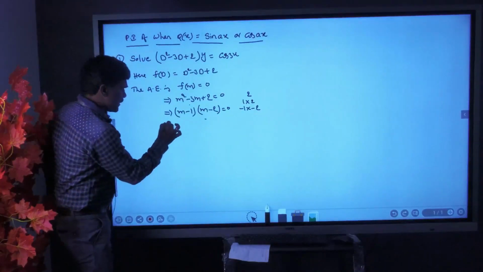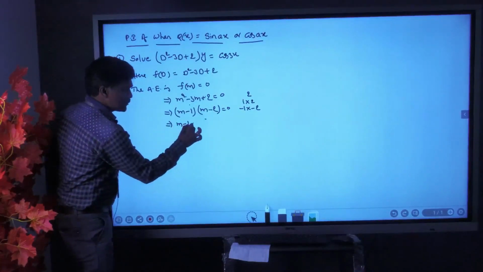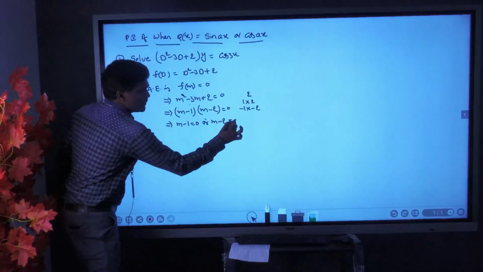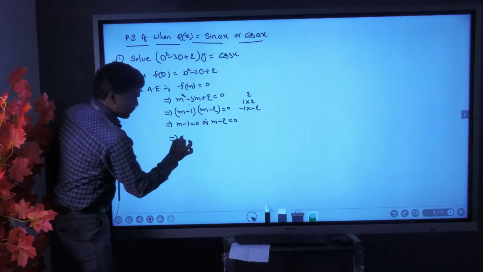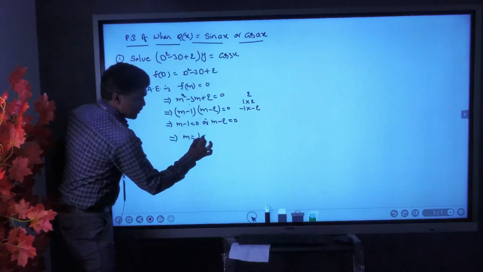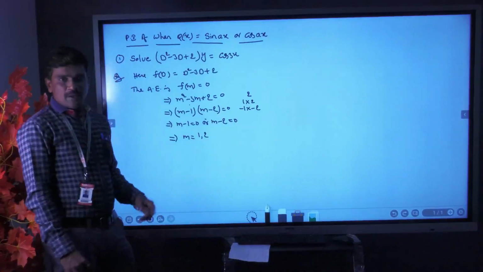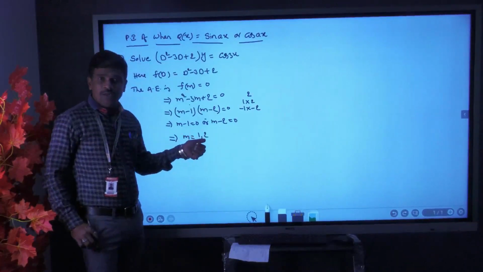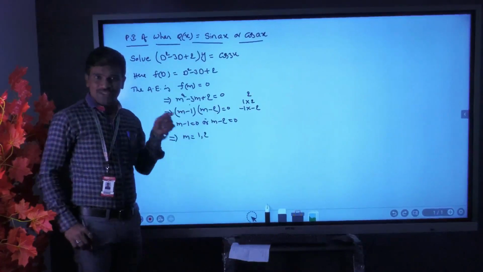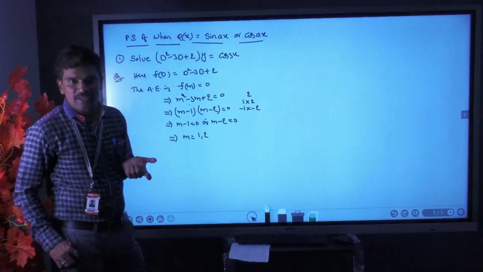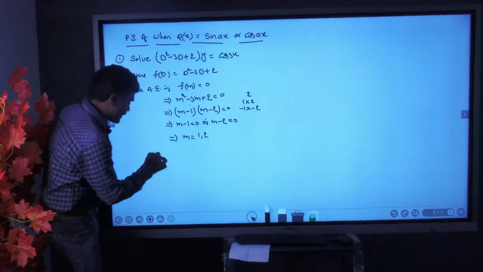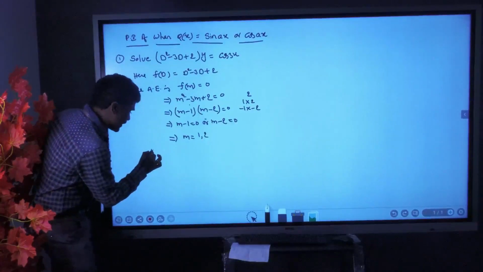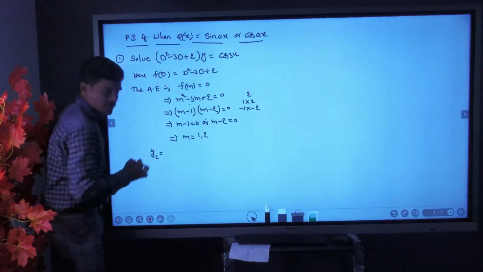Now m minus 1 is equal to 0 or m minus 2 is equal to 0. That implies m is equal to 1, 2. Here 1 and 2 are distinct roots. So if the roots are distinct, what is the solution here? The solution means the complementary function. So what is the complementary function for distinct roots?